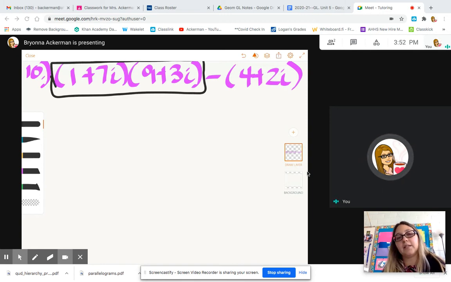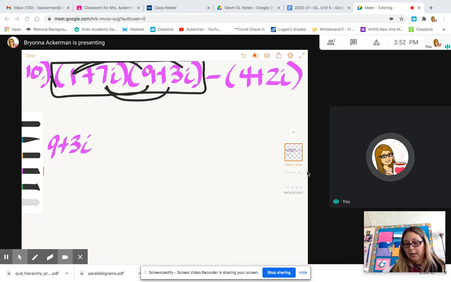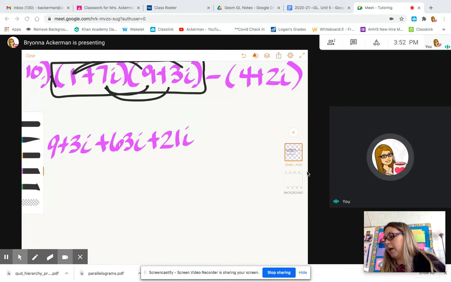So we're going to multiply this. And remember, we need to distribute 4 times. So we need the 1 to go to both of these and the 7i to go to both of these. Okay, so let's go ahead and get started. We have 1 times 9, so that's 9. We have 1 times 3i, so that's 3i. We then have 7i times 9, so that gives me a positive 63i. And then we have 7i times 3i, that gives me a positive 21i squared.